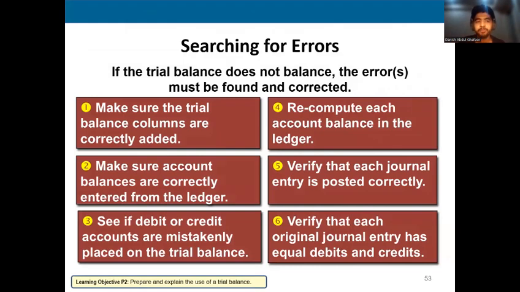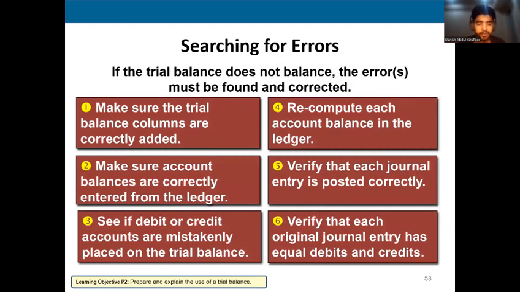Searching for errors. If you have made errors in the trial balance, how can you search for them? If the trial balance does not balance, the errors must be found and corrected. First of all, make sure the trial balance columns are correctly added. It means if you have made the T accounts, check if you have added all the T accounts in the trial balance. Make sure account balances are correctly entered from the ledger into the trial balance.